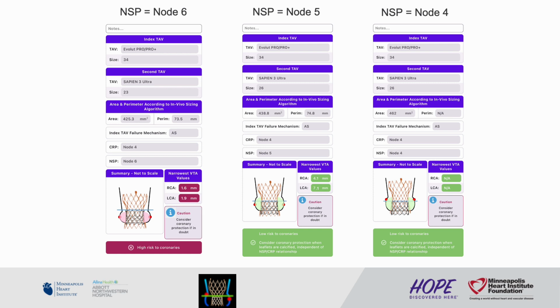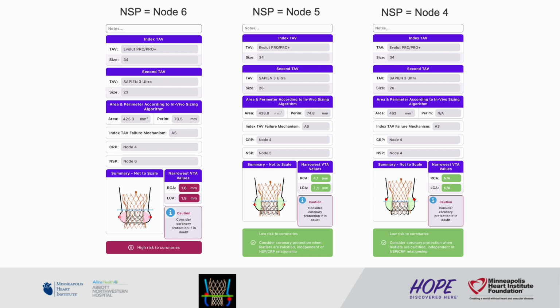Here are the summary reports for all neoskirt plane levels. For this case, I would target node 5 or node 4, because this implant position will be low risk to coronary obstruction. If we would like to secure future coronary access, node 4 might be better, but with more leaflet overhang.